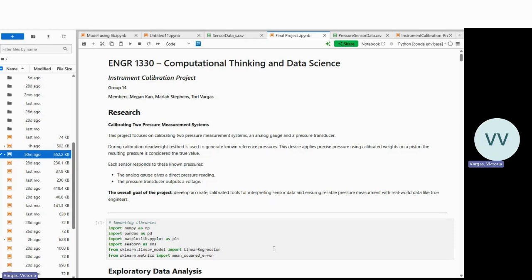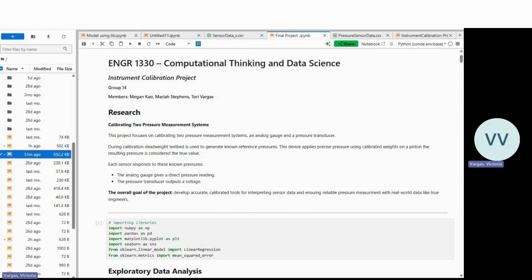Each sensor responds to the known pressures: the analog gauge, which gives a direct pressure reading, and the pressure transducer, which outputs a voltage. So we're working with those two pressures. Our overall goal was to develop accurate calibrated tools for interpreting sensor data and ensuring reliable pressure measurement with real-world data, like true engineers. So applying real-world data that might be found in an engineering environment and being able to interpret that data.